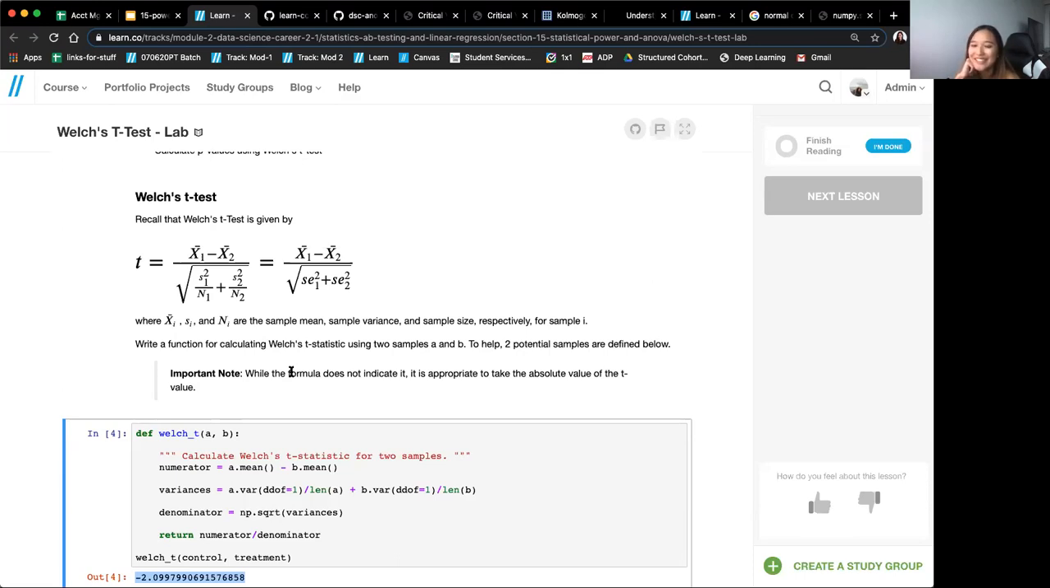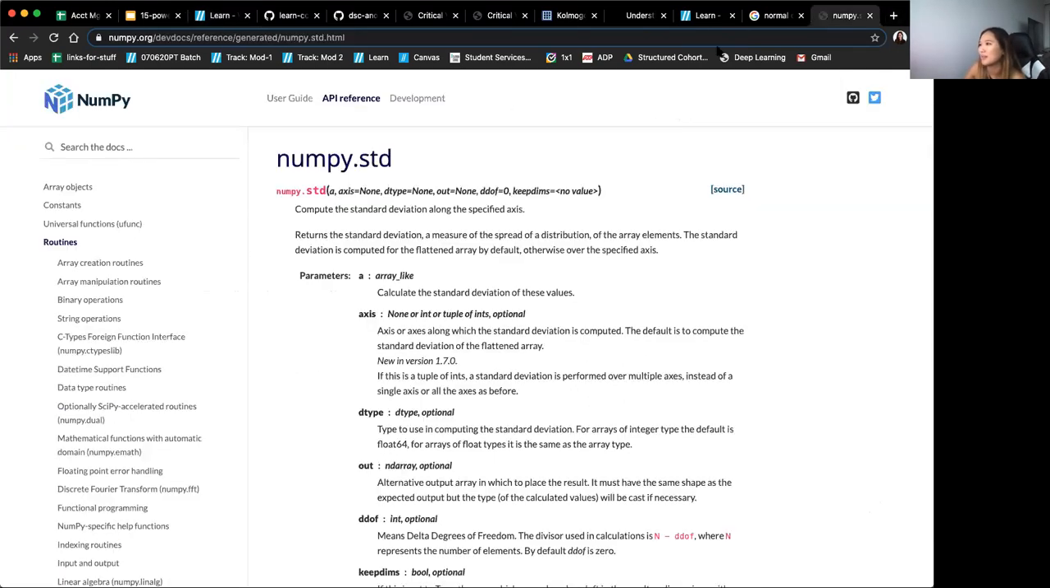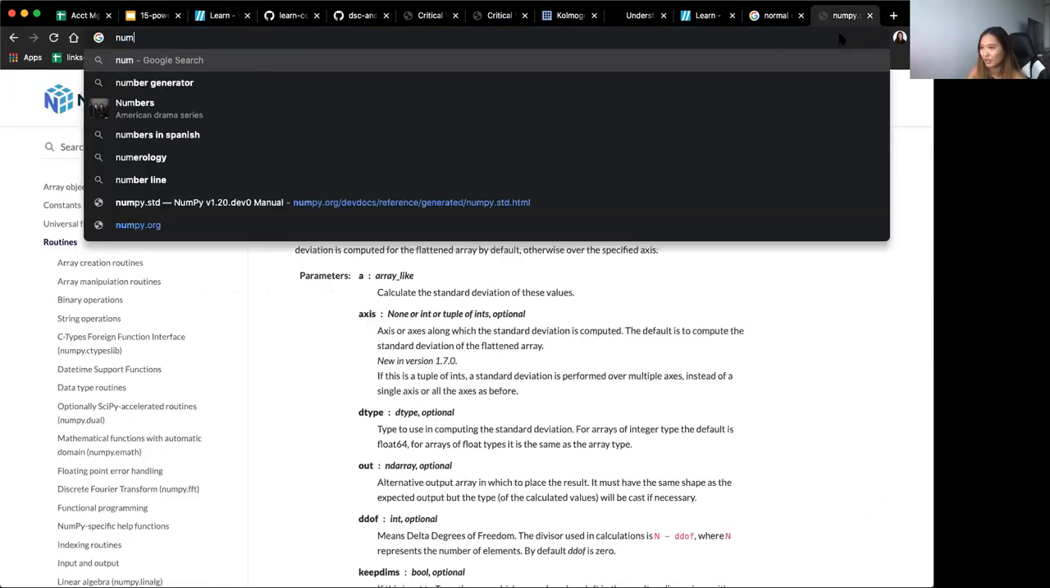Any questions? Why for the variance do you have to do degrees of freedom equal to 1? It has to do with the specific way that NumPy has it set up. So let me just look it up in the docs really quick.